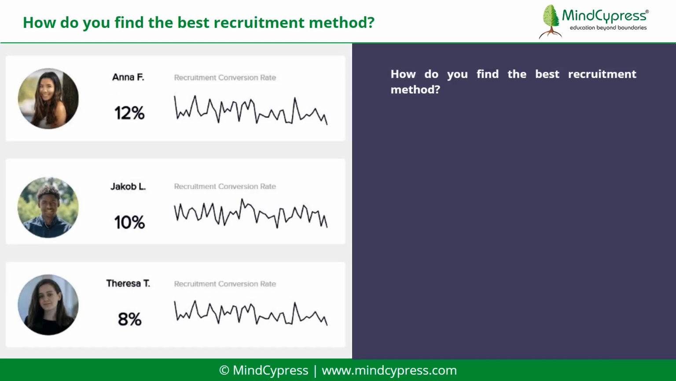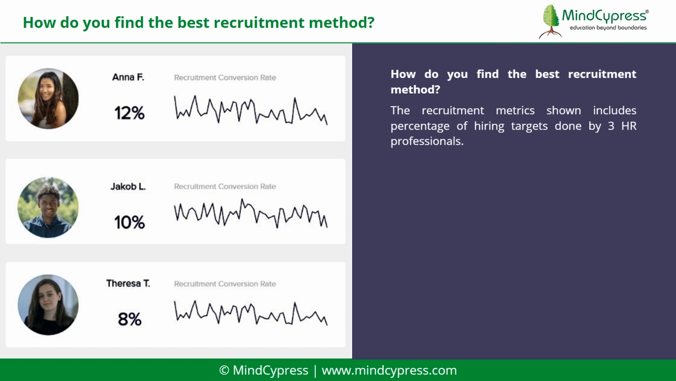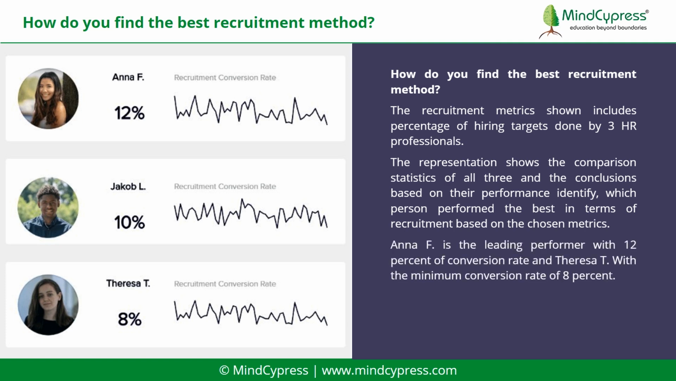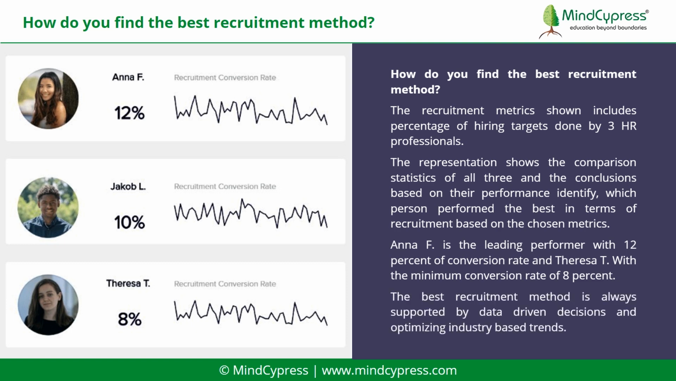How do you find the best recruitment method? The recruitment metric shown includes the percentage of hiring targets done by 3 HR professionals. The representation shows the comparison statistics of all 3 and the conclusions based on their performance. Identify which person performed the best in terms of recruitment based on the chosen metrics. Anna F. is the leading performer with a 12% conversion rate, and Teresa T. has the minimum conversion rate of 8%. The best recruitment method is always supported by data-driven decisions and optimizing industry-based trends.